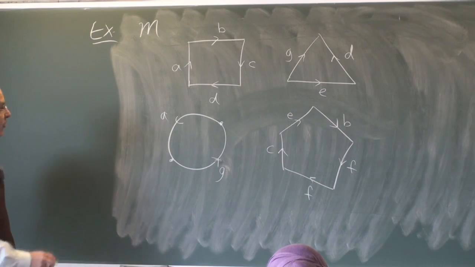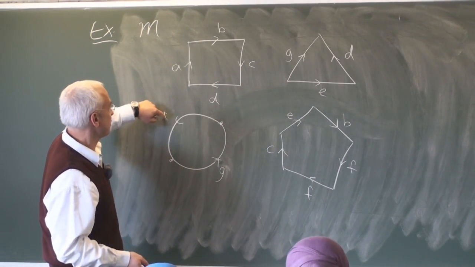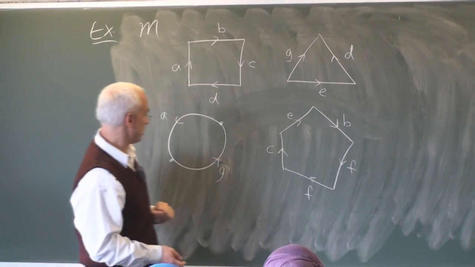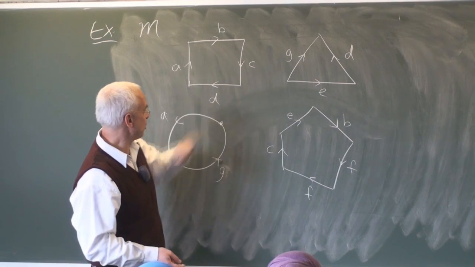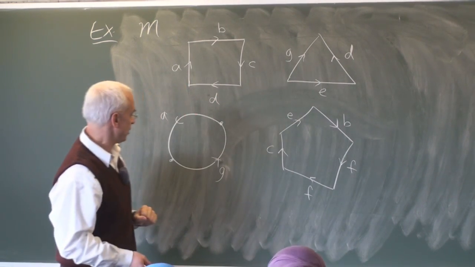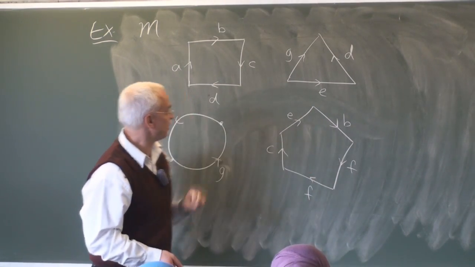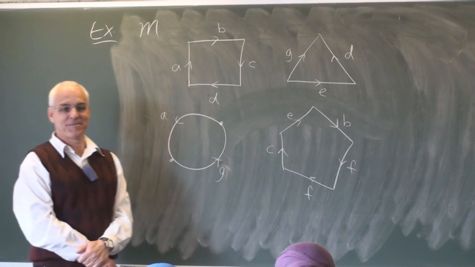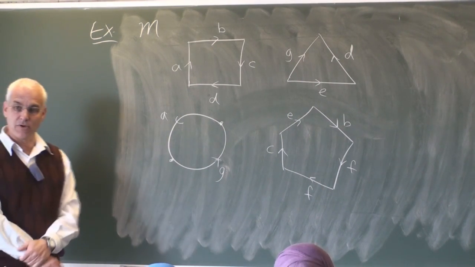So is it a combinatorial surface? Well, it's certainly made out of polygons. There are two A edges, two B edges, two C edges, two D edges, two E edges, two F edges, and two G edges. So the edges all appear in pairs. So this is a combinatorial surface.